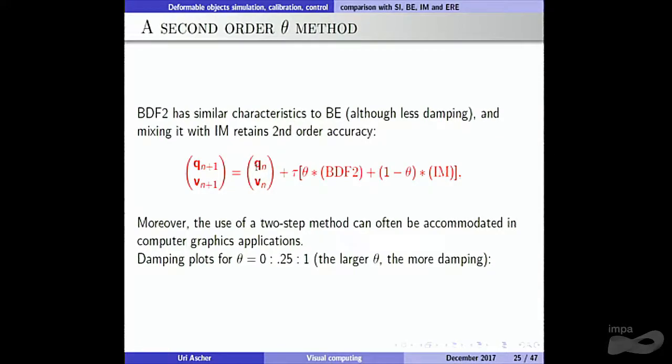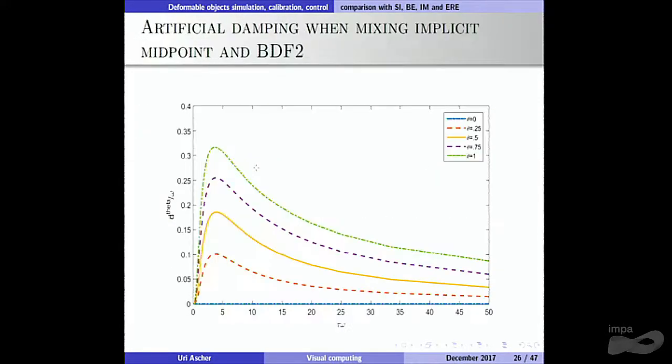So just to mention that you can try to control the amount of artificial diffusion by taking something like implicit midpoint, that has none of that, and backward Euler. This is the BDF2, second order like backward Euler method, and mix them with the factor theta. If theta is 1, then it is just the diffusing method, whereas if theta is 0, it's the implicit midpoint, so you mix them. And you get something like this. The higher the theta, the more diffusion or damping.